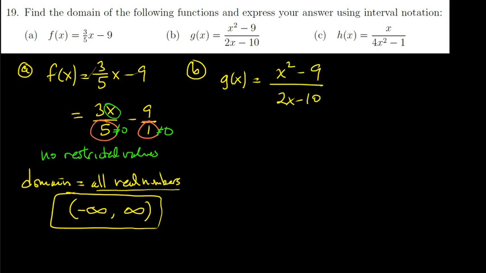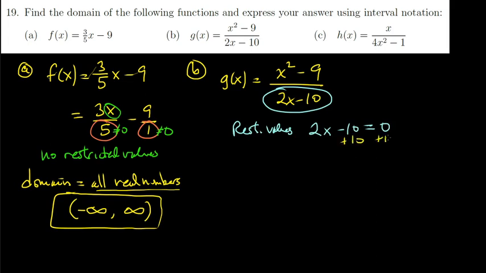So we're finding the domain, which again just has to do with the denominator here. If we wanted to find the restricted values, what would we do? We would take the denominator and set it equal to 0. And you can solve that in your sleep, right? Add the 10, divide by 2. So 2 times x equals 10, divide by 2, and we get x equals 5. Okay.